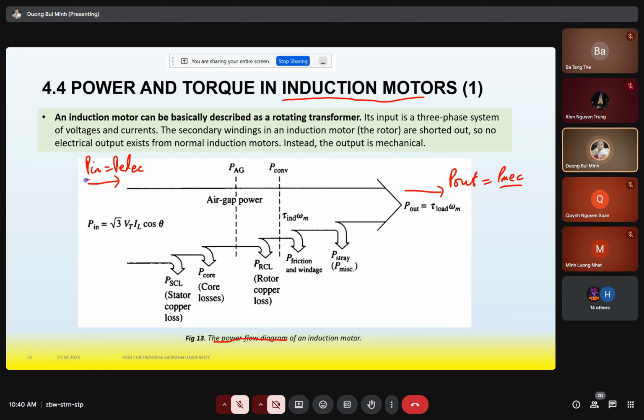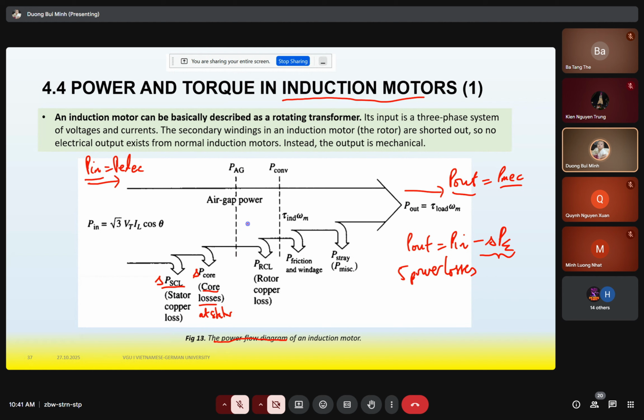If we have P in, you get how much P out. That means P out is P in minus delta P total, the total power loss. Here we have five power losses. The first one is delta P SCL, the stator copper loss. We have delta P core, the core losses at the stator, right?